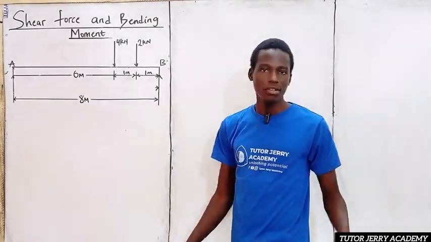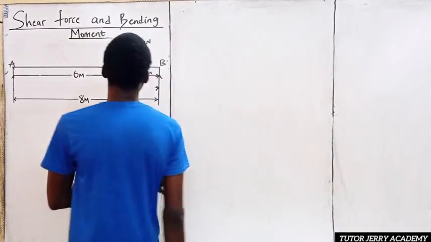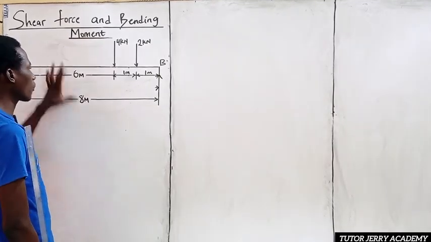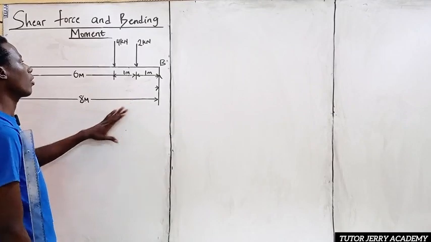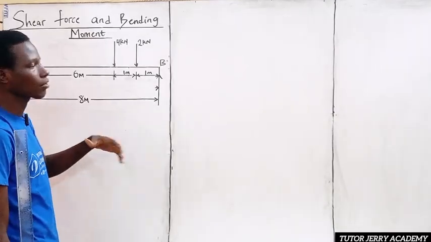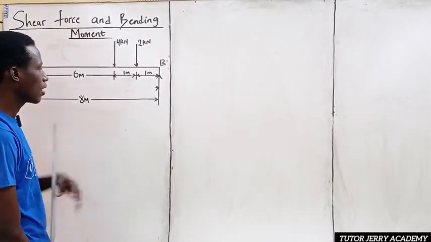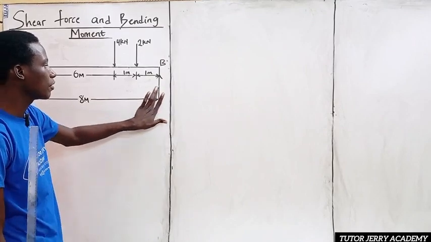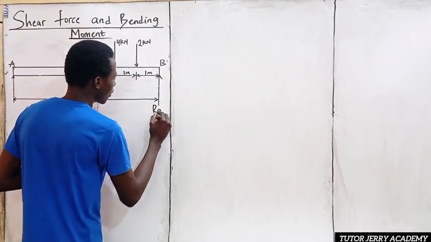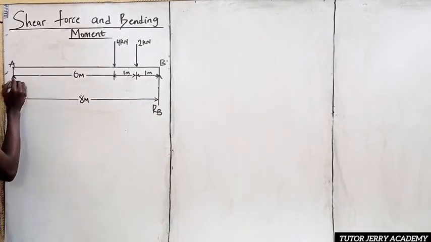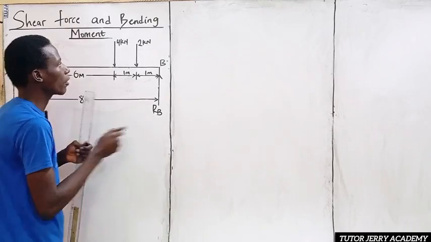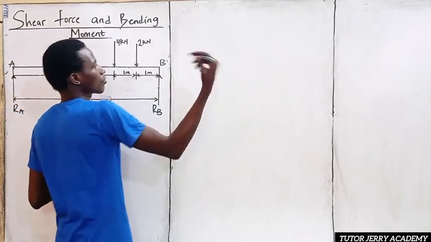So let's proceed. The first calculation we are going to be doing is considering the upward force and the downward force, all the forces on this beam. We know that the sum of upward force is equal to the sum of downward force. For this beam AB, we have a support here, so there will be a reaction RB at this point. We also have a support here, so there will be a reaction RA at this point.